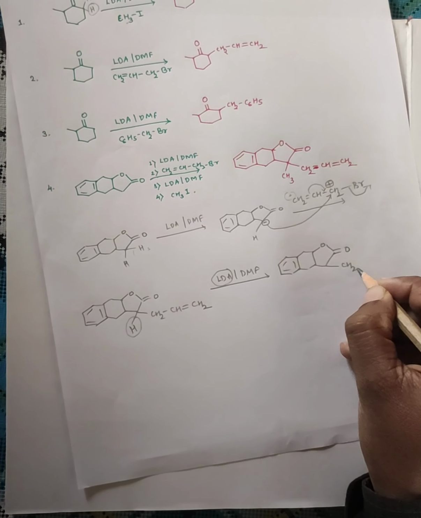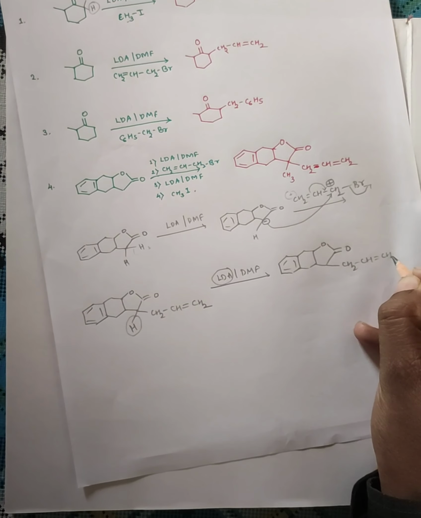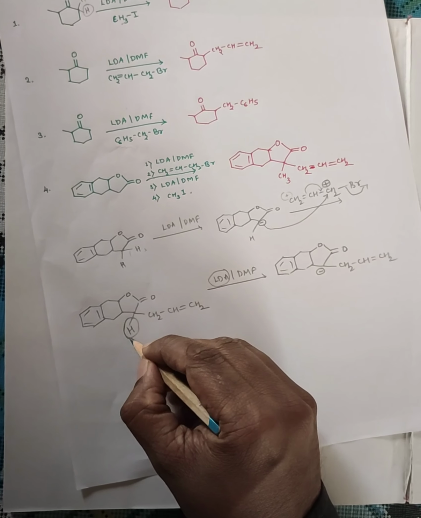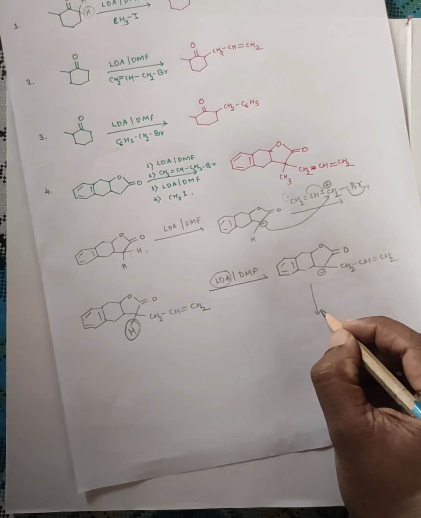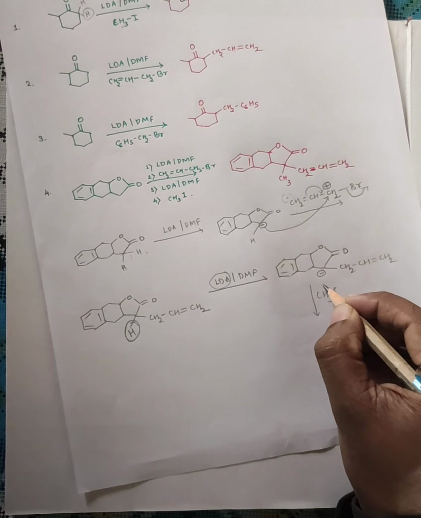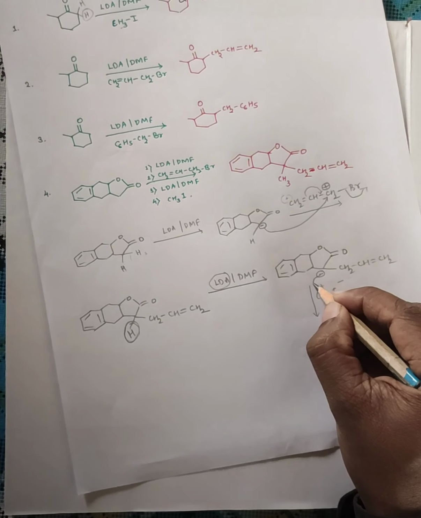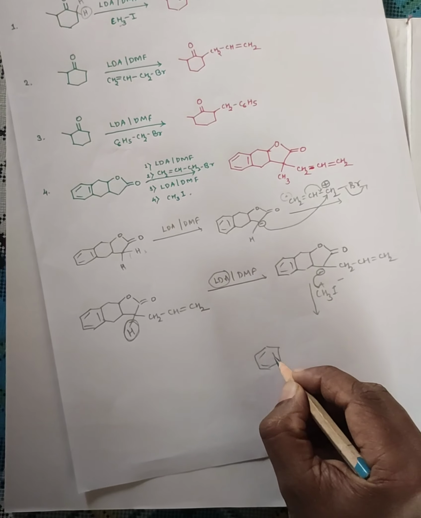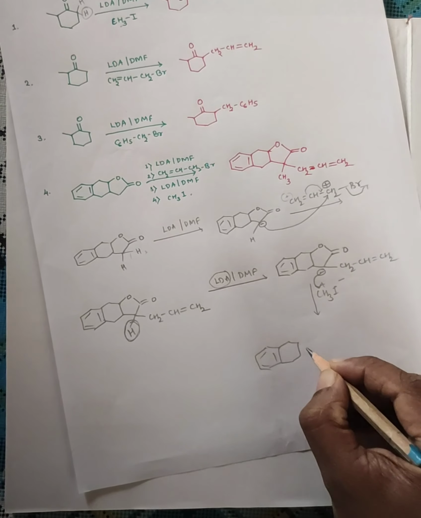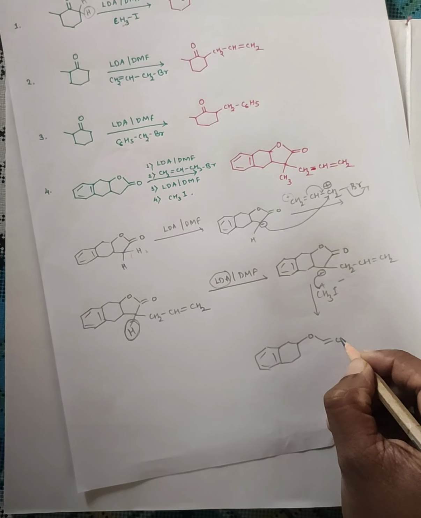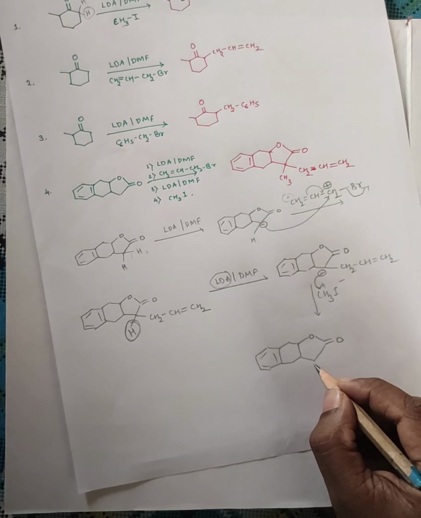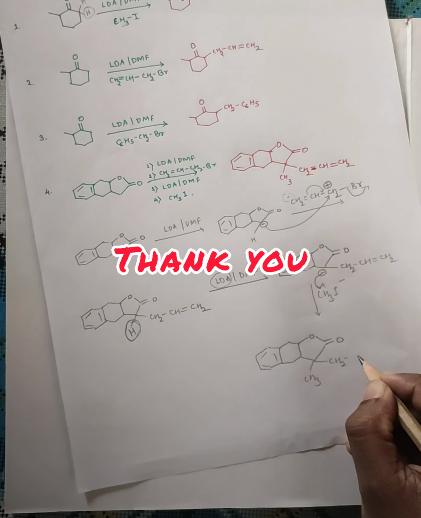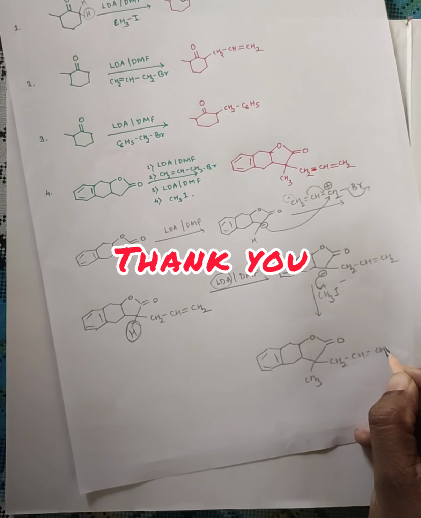Now CH2 single bond CH double bond CH2, and now this has a minus charge because LDA has abstracted this proton. Now next what will happen, what we have added is CH3I. So CH3 plus I minus, the negative charge will take this CH3. Now what is the product? Whatever I have written there, that product we are going to get. Hope you have understood the mechanism, how it is taking place, and you should know how to write the products.